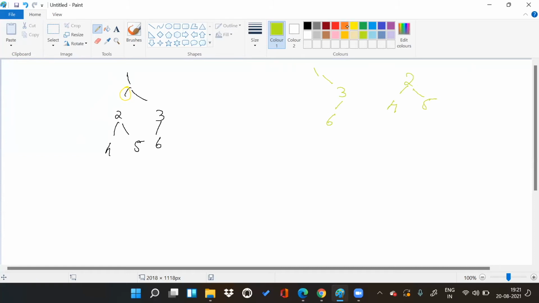Now let's try and remove this other edge. How will our two subtrees look? One subtree would look like 1, 2, 4, and 5. Sorry, 5 would not be there, my bad. The second part would be that 3 and 6 are also attached to it, and 5 is the only node that exists as the second subtree.